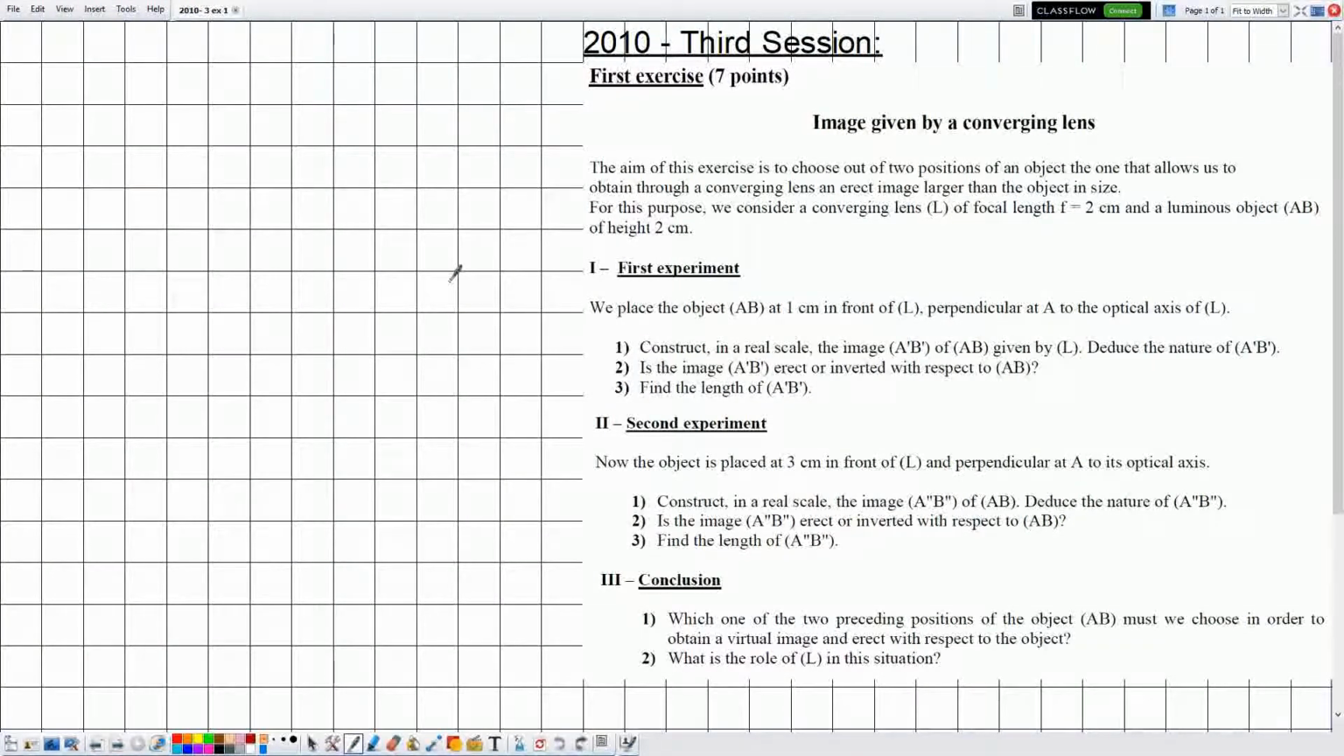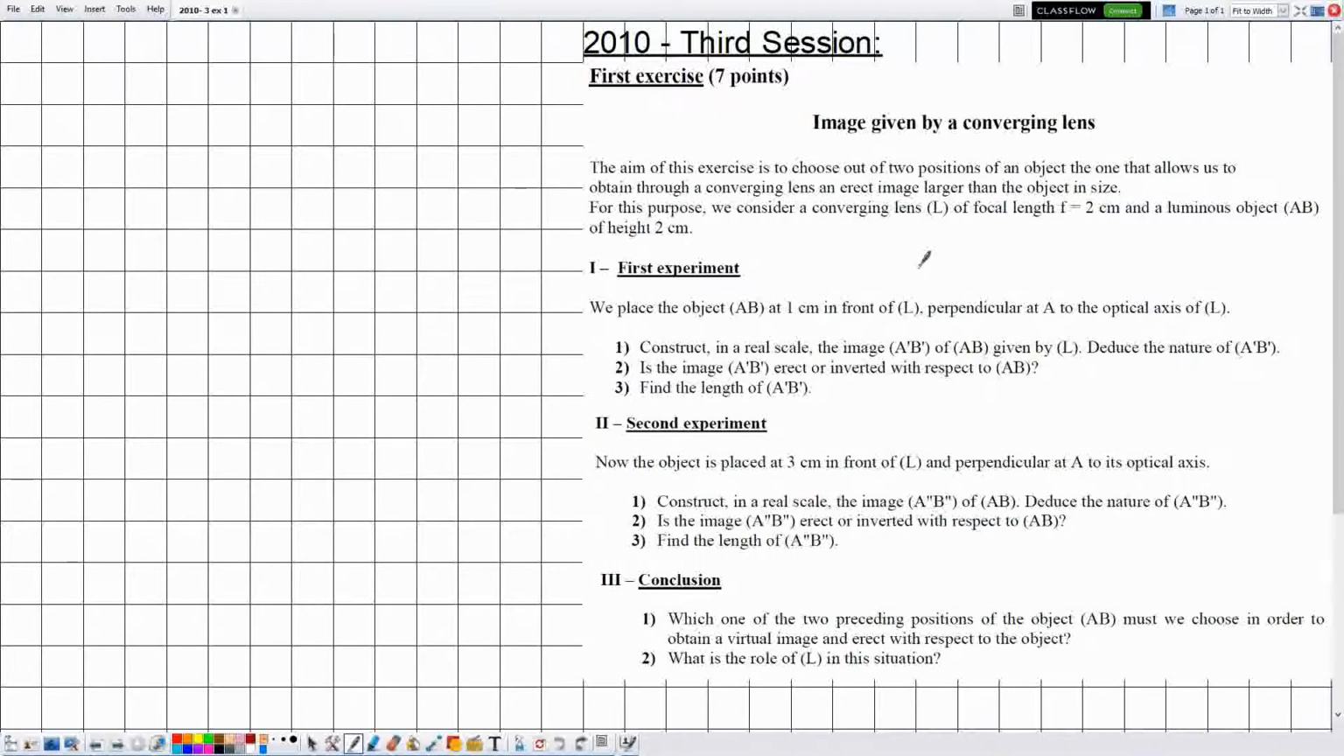In this one we are going to solve an exercise related to optics in the chapters of lenses and formation of images. This exercise was a previous one in the Brevet exams in 2010, third session, first exercise. The title of this exercise is Image Given by a Converging Lens. The aim of this exercise is to choose out of two positions of an object, the one that allows us to obtain through a converging lens an erect image larger than the object in size.